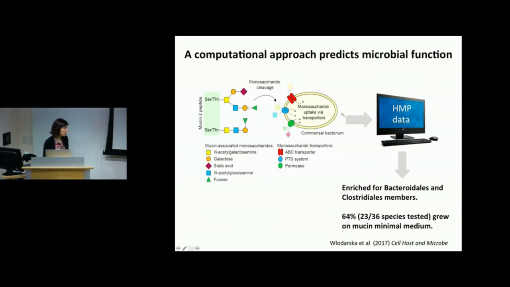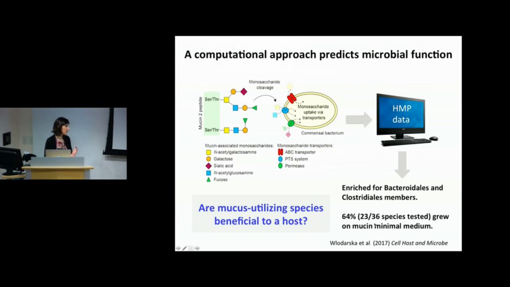We then looked for those genes in healthy individuals. So we used the Human Microbiome Project 1 data set here. And we saw that bacteria that had these genes tended to come from Bacteroidetes or Clostridiales members. So these are the orders of the organisms that were mainly able to do this function. So then we tested, so we had a bunch of isolates in the lab. We tested their ability to actually grow on mucin, and we saw that more than half of the microbes we predicted would be able to grow on mucin actually were able to grow on minimal mucin medium in the lab.